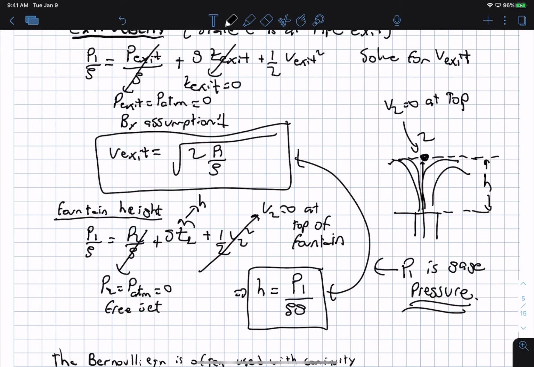Okay, so that is it for this video. We will work with F equals ma for a fluid element across streamlines in the next video.